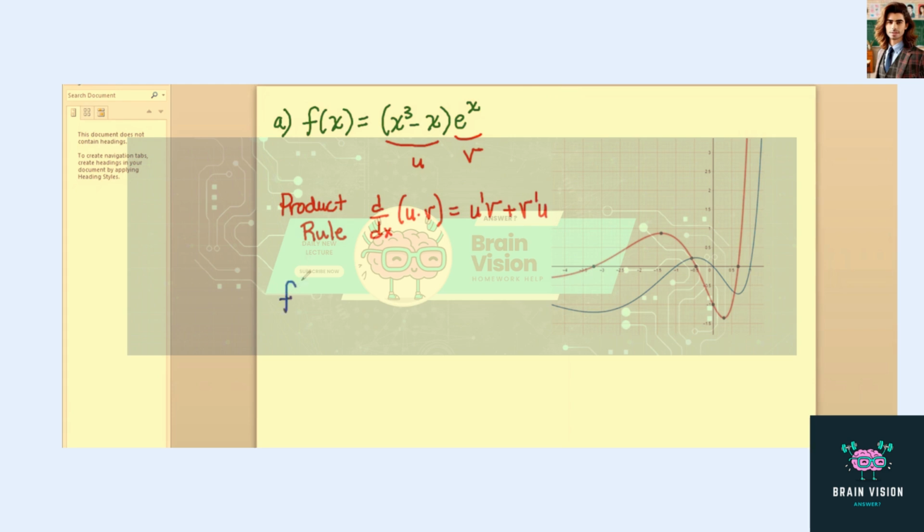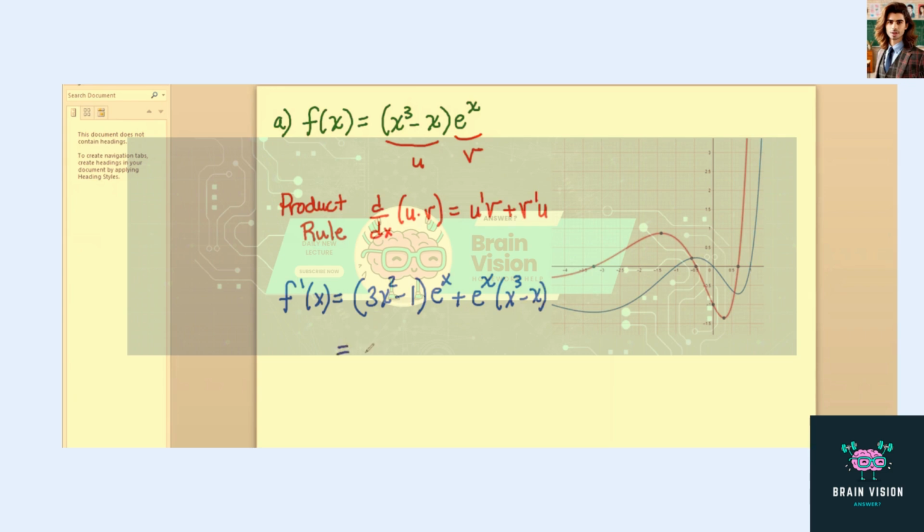Okay, so f prime of x then will be u prime. So that's, by power rule, we'll get 3x squared minus 1 times e to the x, because that is v. Then we're going to add and then use v prime. V prime is the derivative of e to the x, which is itself. That's super handy. And then u is just x cubed minus x. So that is our derivative.